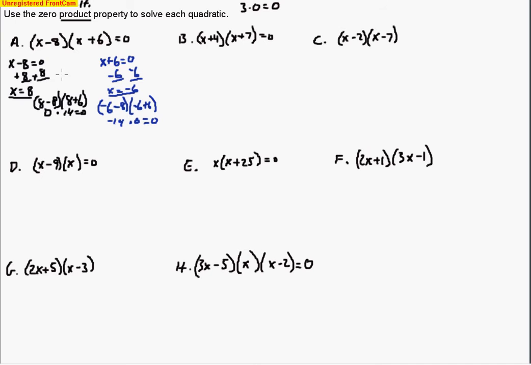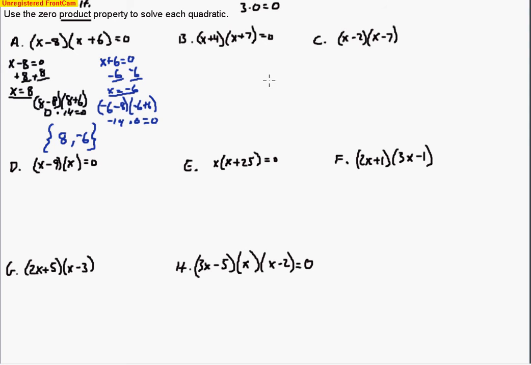So the two values that make this equal to 0, because when we multiply them they equal 0, are 8 and negative 6. And since this is a solution set, we're going to go ahead and put it in these braces. And that's our answer in the braces. So that's what we're basically going to do: take the expressions that are being multiplied, set each expression equal to 0, and solve for the variable. So let's try that with this next problem.